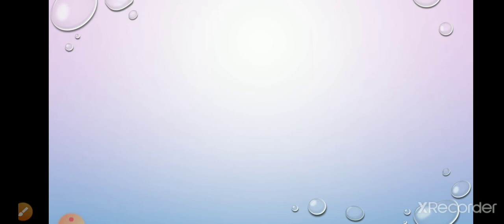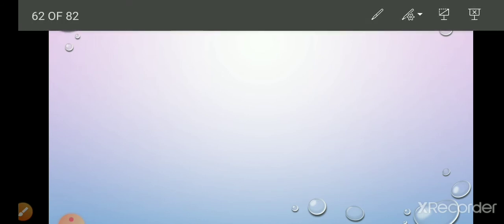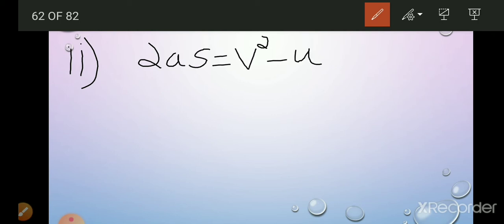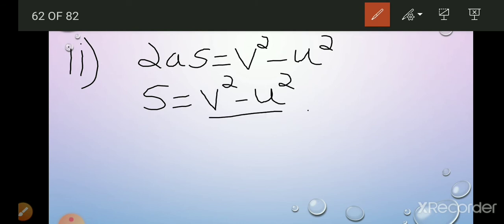Next we have to find the distance travelled. To find the distance travelled, I am using the third equation: 2as is equal to v square minus u square. So substituting, s is equal to v square minus u square divided by 2a.